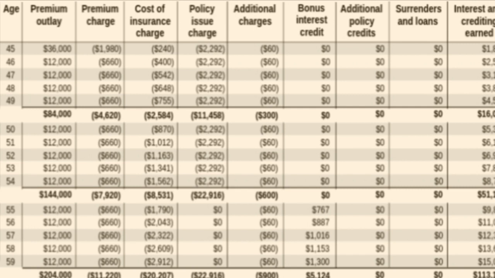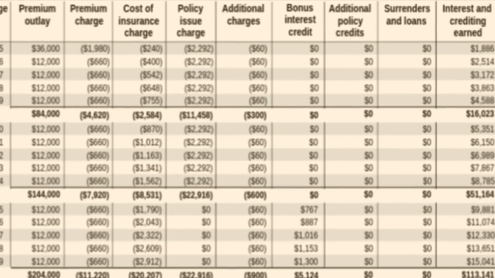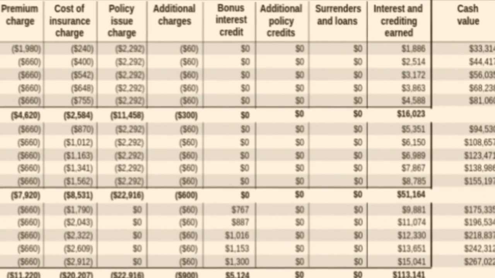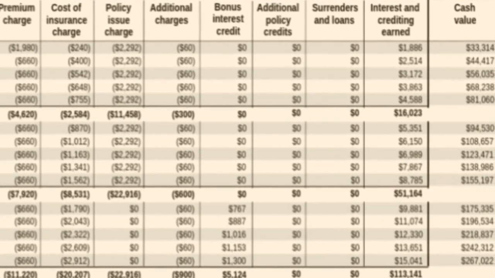But if you look across to the cash value, the last column there, you've got $33,000 at the end of the year out of that $36,000 premium. So those are very attractive numbers, right? They're in line with the 85% rule that I mentioned.